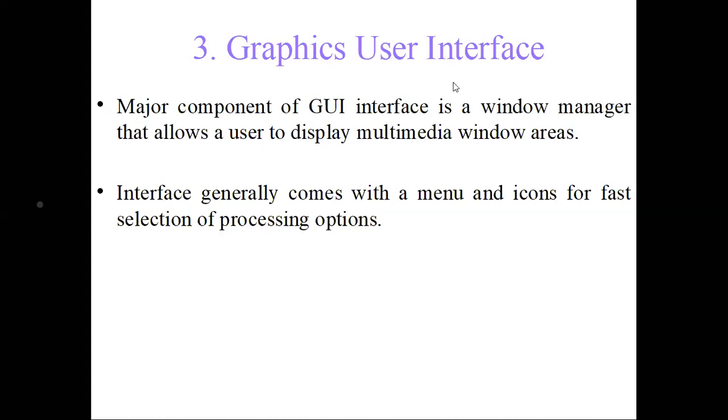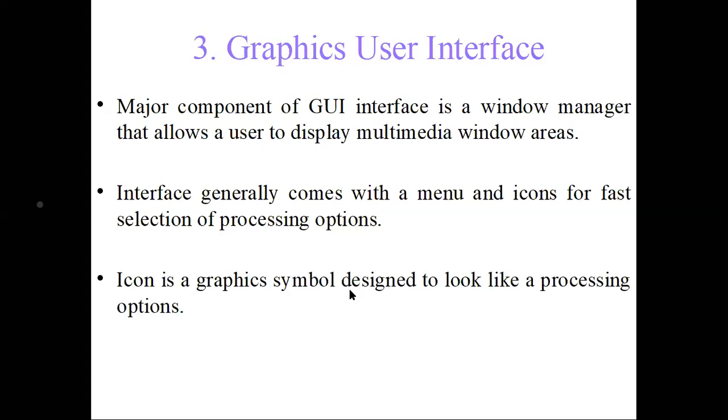So instead of going into the menu and then selecting that option, we'll directly select the icon or the picture for paste, or for copy the two files. So that option we are selecting. These types of icons are created with the help of computer graphics. Okay, so an icon is a graphics symbol which is designed to look like a processing option.